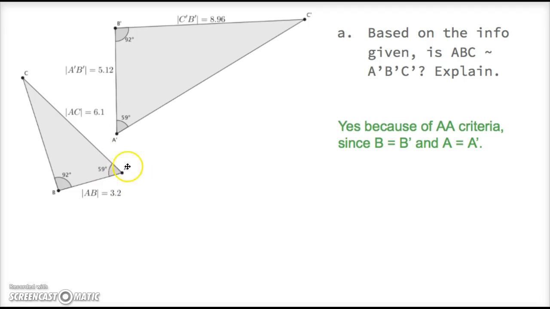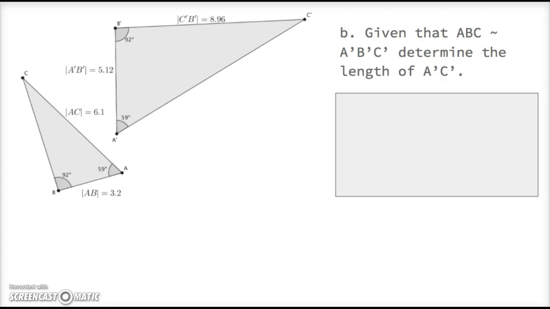So here, angle A is 59 degrees, A prime is 59 degrees, so those check out. Over here, B is 92 degrees, and up here, B prime is 92 degrees. So since they have two angles that are corresponding with each other and that are congruent, then that means ABC is similar to A prime, B prime, C prime.